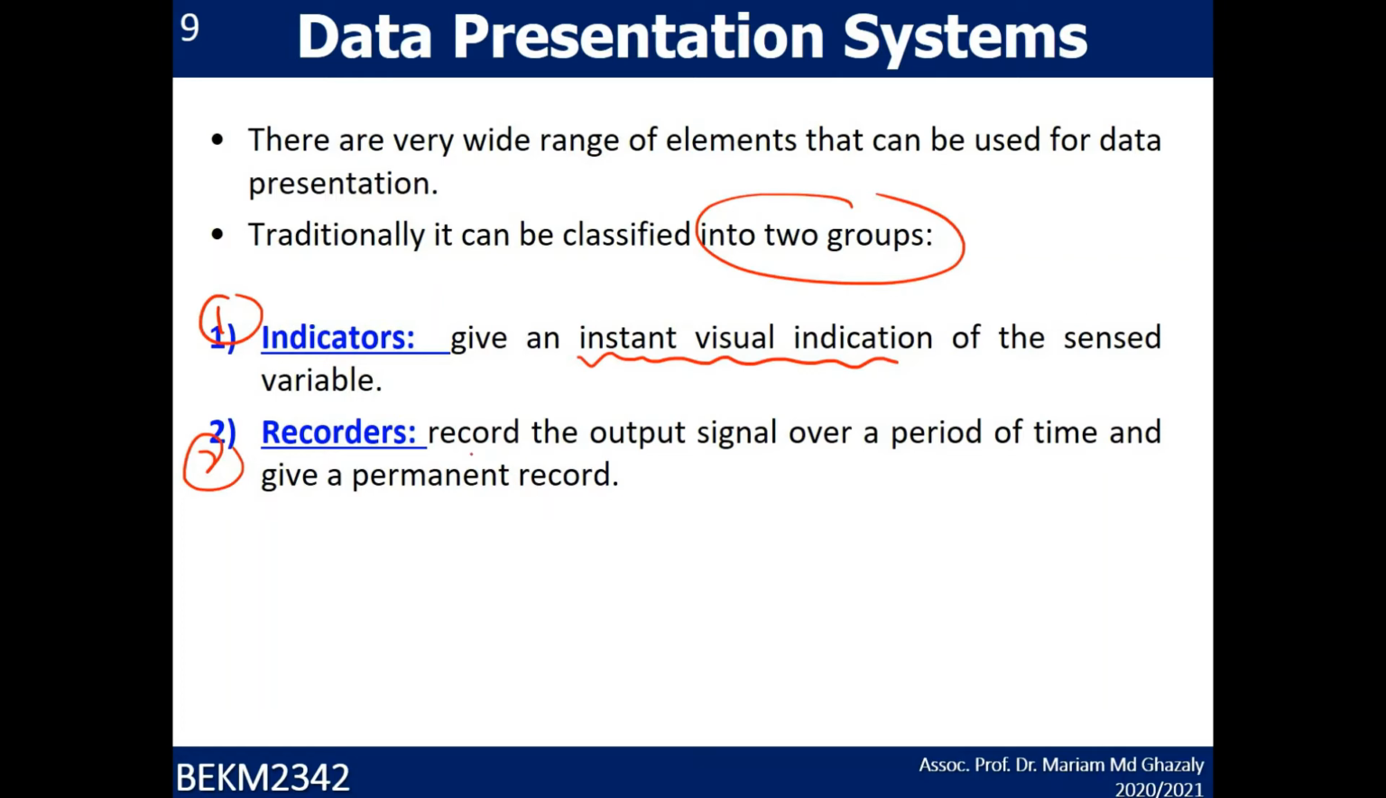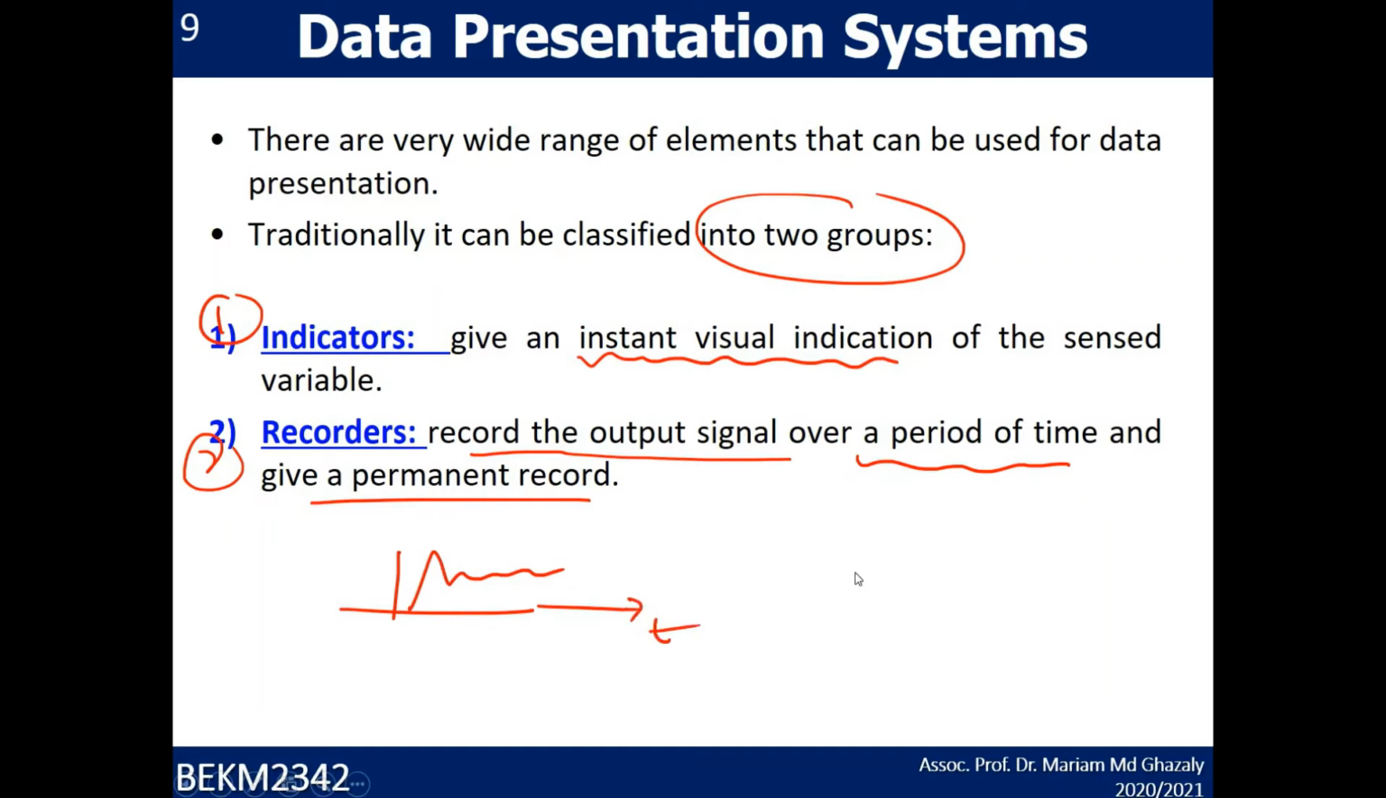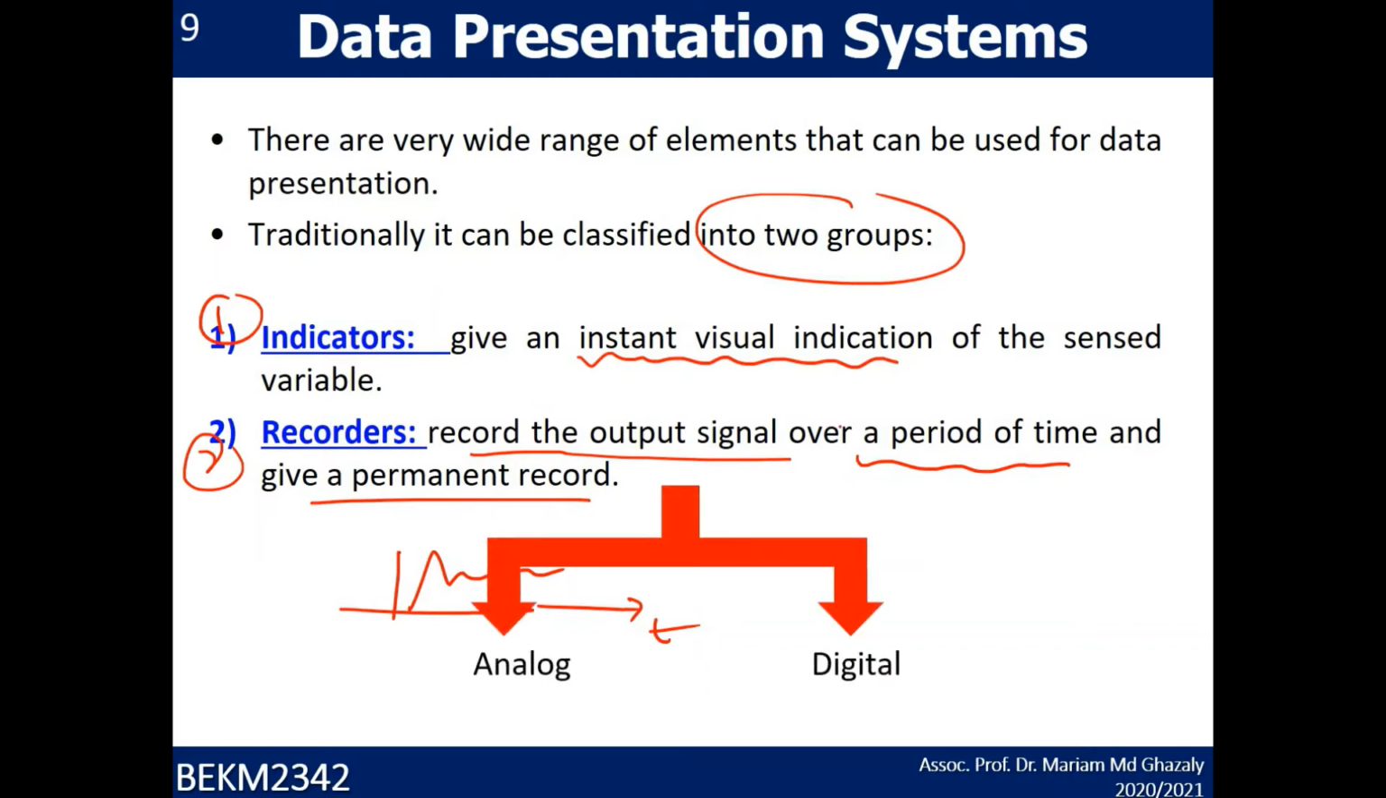And a recorder means that you're able to record the output signal over a period of time, and this will give you a permanent record. It means that you are able to collect the data, and later on plot the graph over a period of time. This is the most important thing in the data presentation system, especially nowadays, when we are talking about Industry Revolution 4.0. So both of these are important. And the recorder can be divided into two types, which are analog and digital.